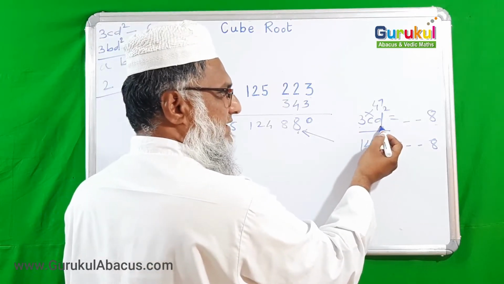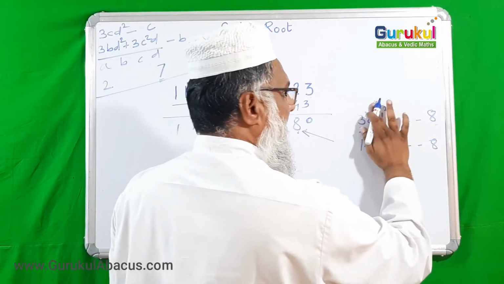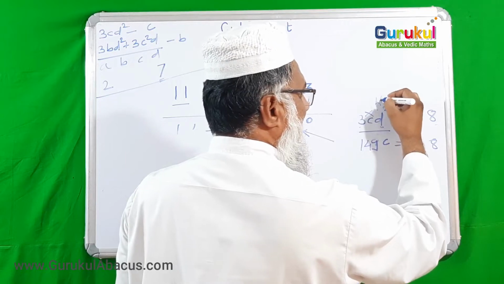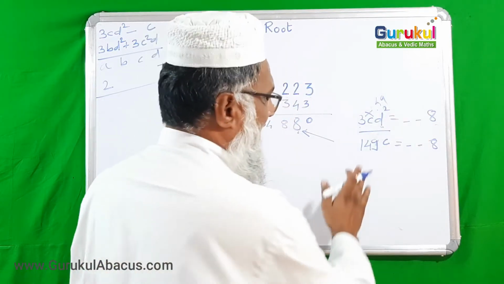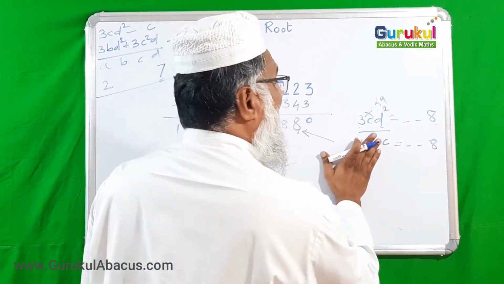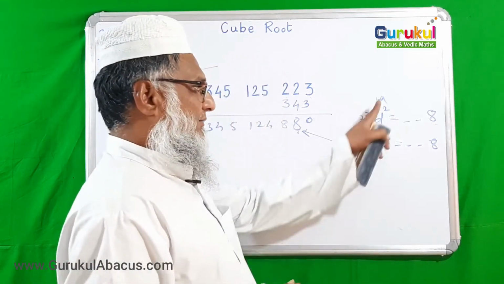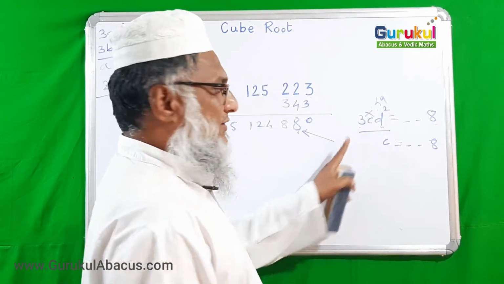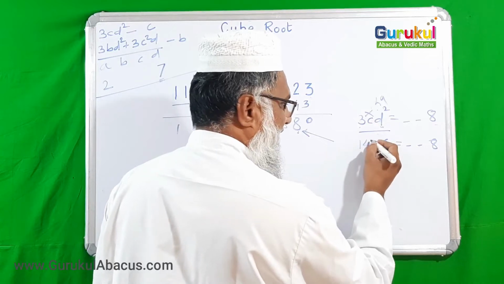So the value of D is 7. 7 sevens are 49. So 49 into 3, what is it? 49 into 3, so it is 147.